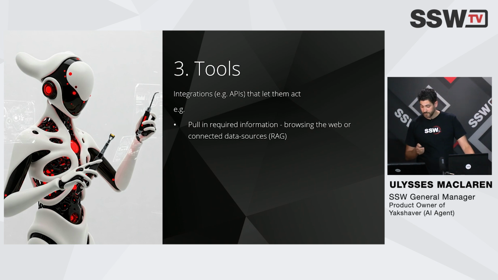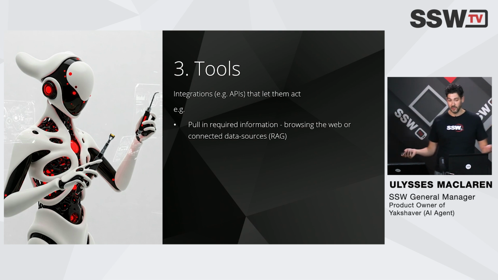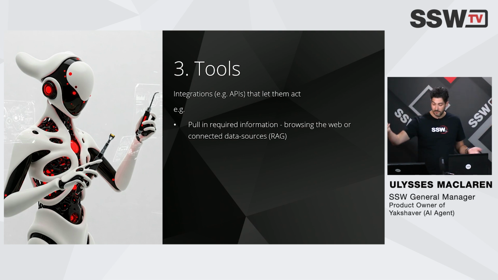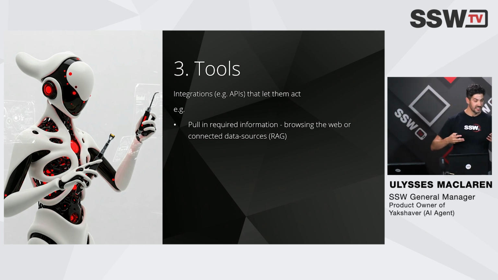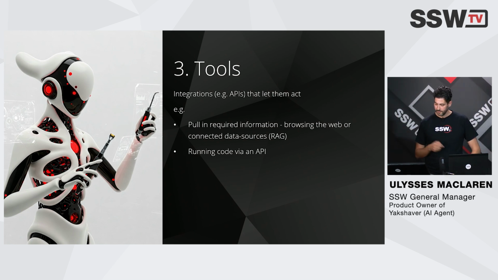So for example, it might be pulling in the information it needs. Remember, it needs perception. Sometimes perception requires tools. So cameras, browsing the web for more information. There's something called RAG, which is retrieval augmented generation, where it pulls in extra information and extra context into each prompt. It could be running code via an API, so that means just interacting with any other piece of software.